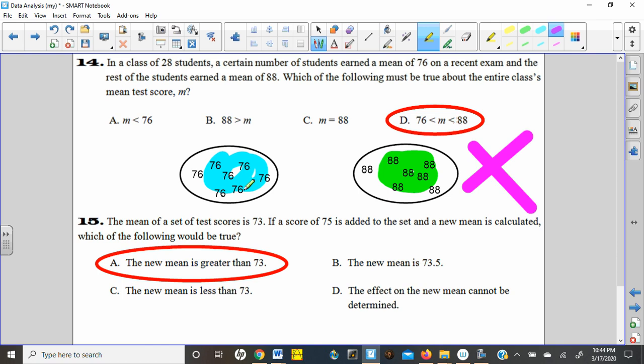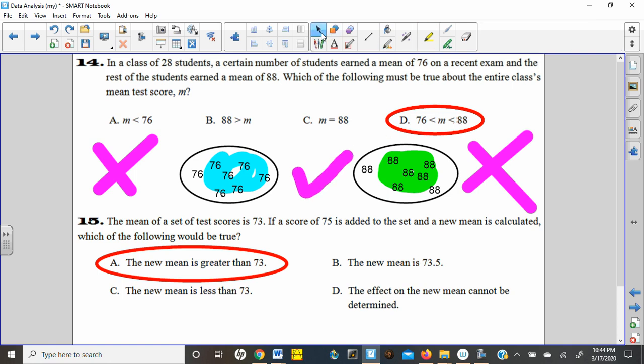Those 76s are going to pull it down, or below a 76. Those average 88s are going to pull it up. Now remember, these aren't all 76s and all 88s, but that's certainly what they average to. It's going to have to be somewhere in the middle, and that's answer D.